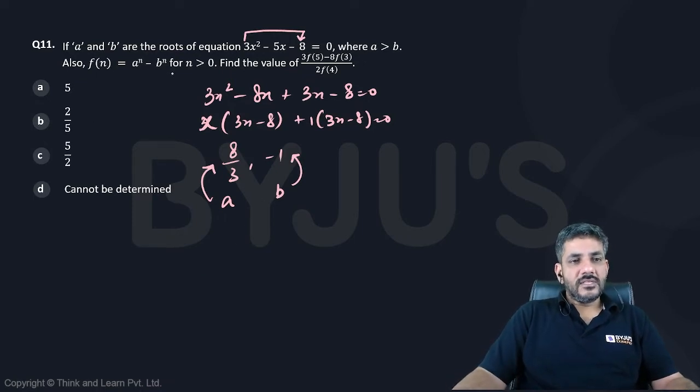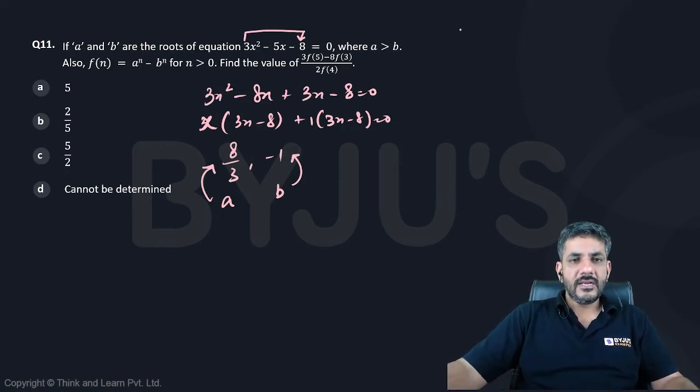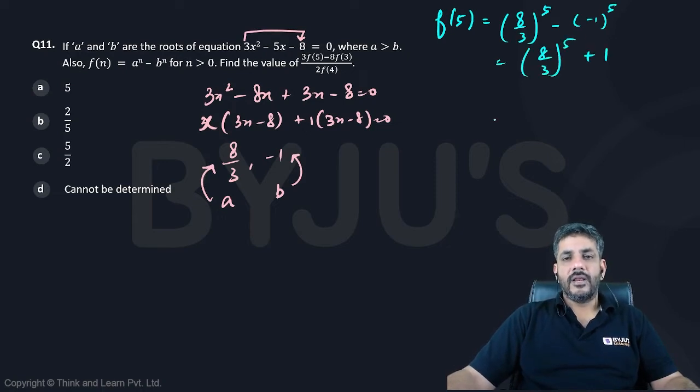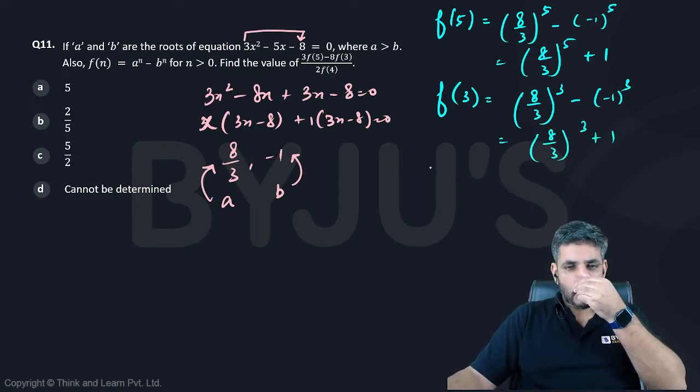Now Fn is equal to this, and we need to find the value of (3f5 − 8f3) upon 2f4. Let's start solving for that. First of all, what is f of 5? F of 5 would be equal to a to the power n, that is (8 by 3) raised to the power 5, minus b to the power n, which means minus (−1) to the power 5. I can say it is (8 by 3)⁵ + 1, because (−1)⁵ would be −1, with another minus sign it will be plus 1. Similarly, f of 3 would be (8 by 3)³ minus (−1)³. So ultimately it would become (8 by 3)³ again plus 1.